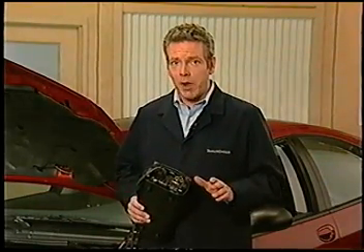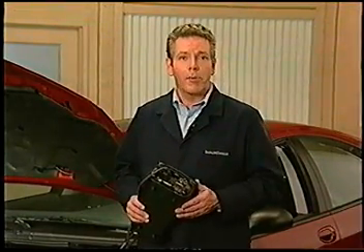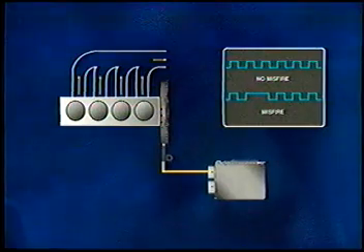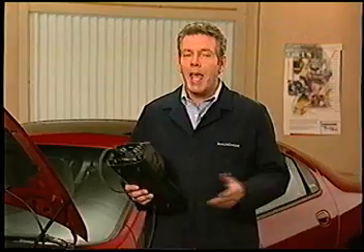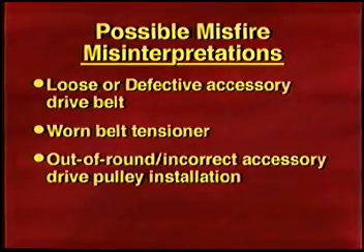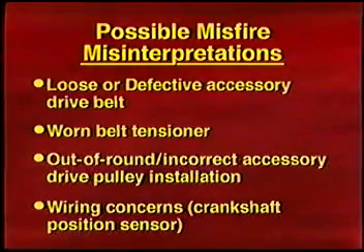When diagnosing a misfire, remember that there are factors that can cause a misfire fault other than improper combustion. As you know, the PCM detects misfire by monitoring speed fluctuations at the crankshaft. Anything that could result in speed fluctuations could cause a misfire fault detection. So, when you get a misfire fault during your diagnosis, some of the things to look for include a loose or defective accessory drive belt, a worn belt tensioner, out of round or incorrect installation of the accessory drive pulley, and wiring concerns involving the crankshaft position sensor.